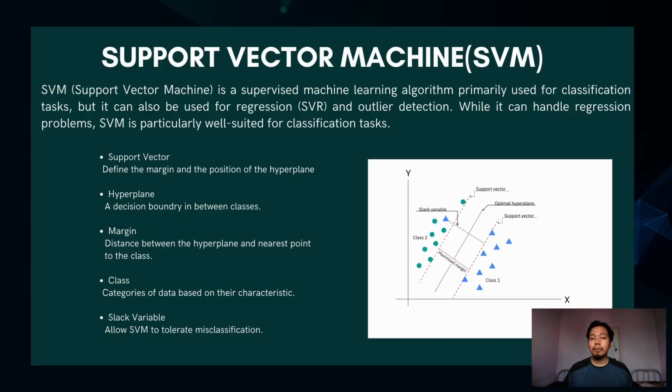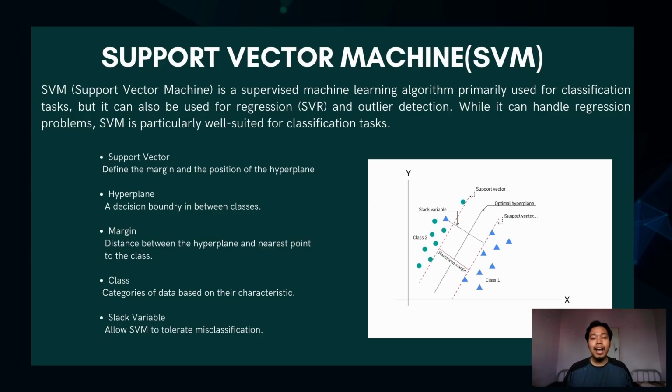So we have data points and we want to separate them into different classes. SVM will help us find the best possible boundary, called a hyperplane, which separates these classes. But it's not just any boundary. SVM maximizes the margin, which is the distance between the closest data points from each class and the hyperplane.